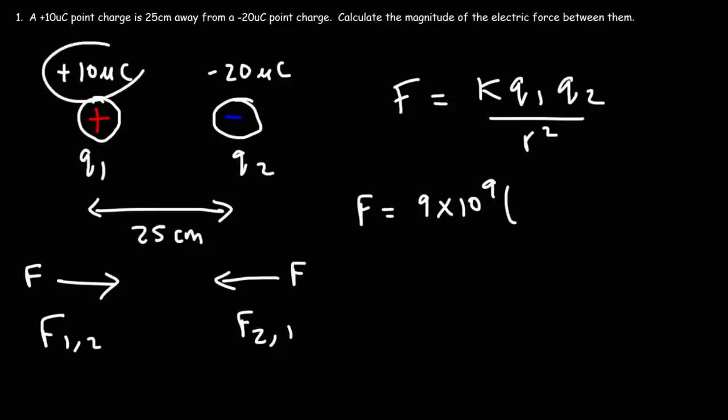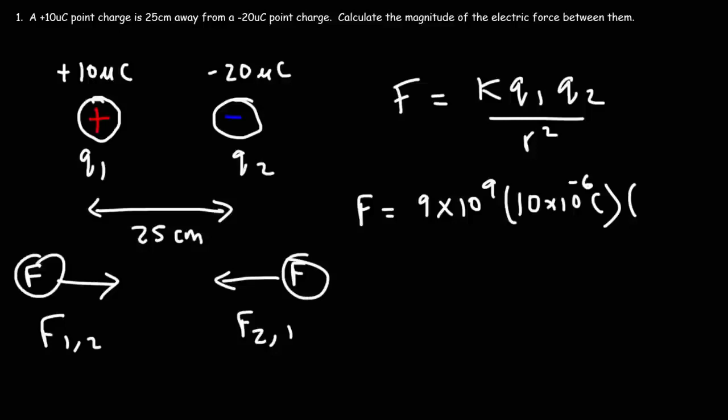Q1 is 10 microcoulombs. So to plug this in, replace microcoulombs with 10 to the negative 6 coulombs. Q2 is negative 20 microcoulombs. Now for this formula, you don't need to worry about the negative sign because we already know the direction of the force. Also, we only want the magnitude of the electric force. Electric force is a vector. It has both magnitude and direction, but since we only want the magnitude, we don't need to be concerned with the direction, and we don't need to worry about the negative sign. So we're going to plug in positive 20 times 10 to the minus 6 coulombs for Q2.